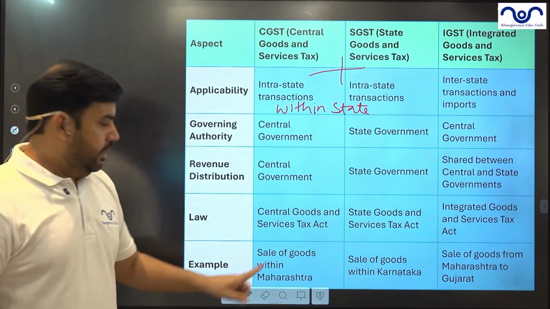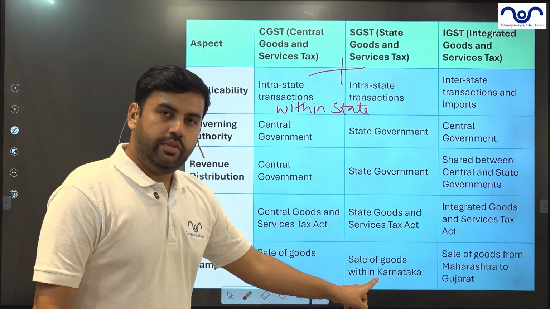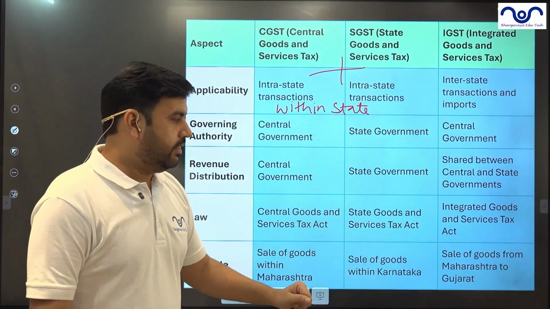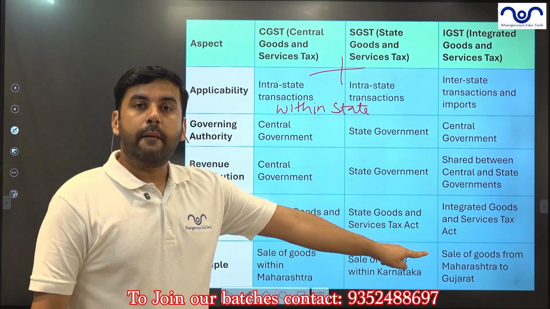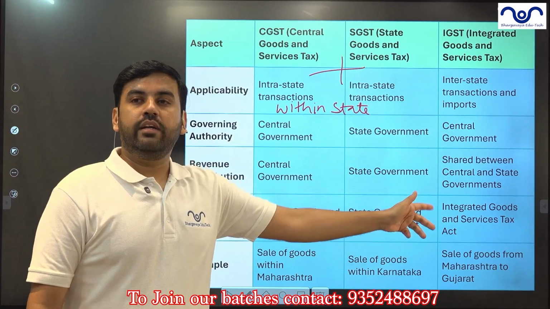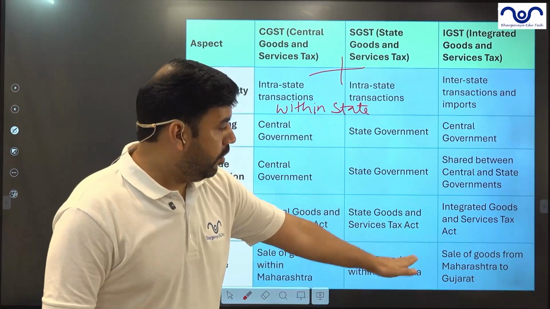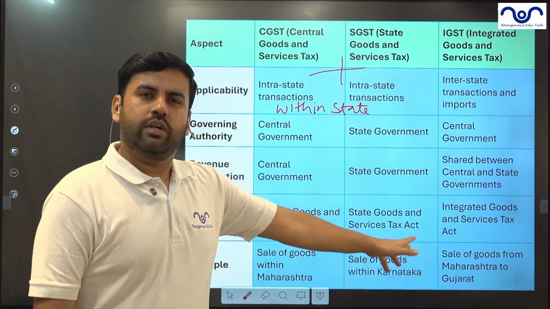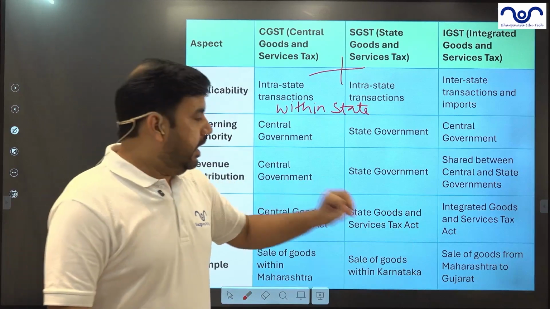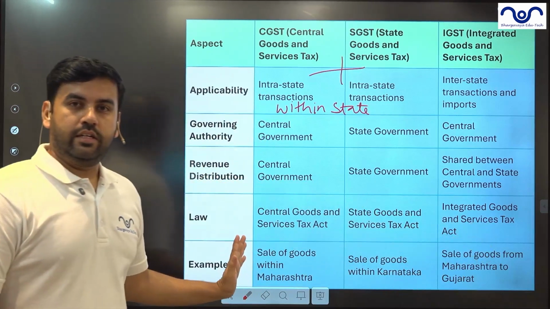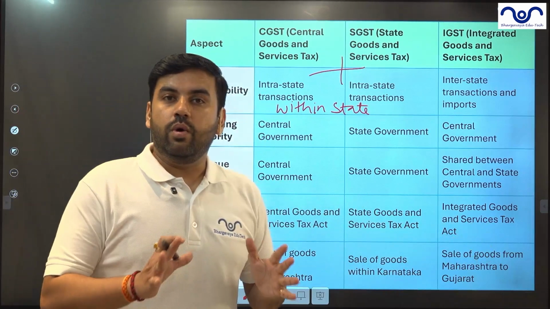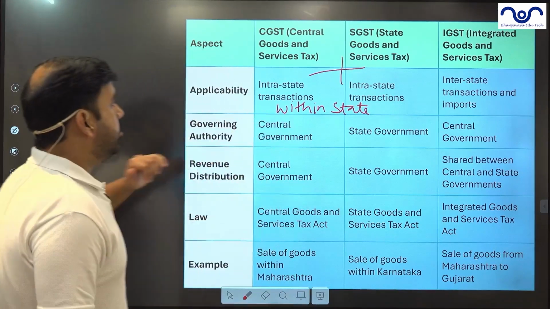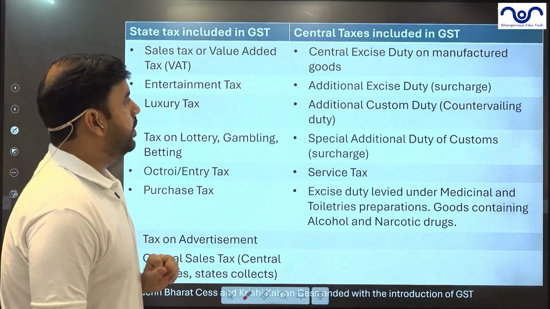Example. Within Maharashtra or within Karnataka, or you can change the example, sales of goods going between Maharashtra and Karnataka. So sale of goods from Maharashtra to Gujarat or Karnataka, whatever example you can say. So that is between the states, within the state. So this is how this setup is all about. The same works with the UT GST as well.